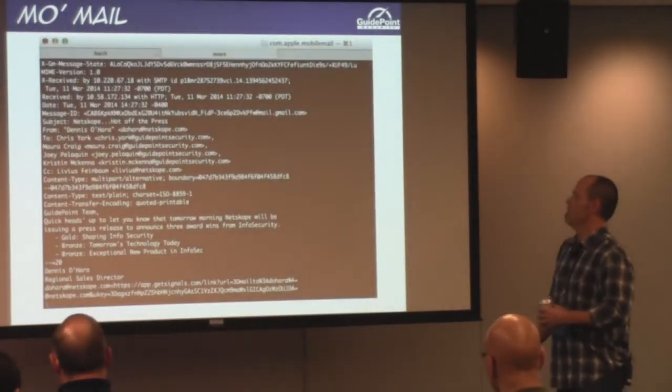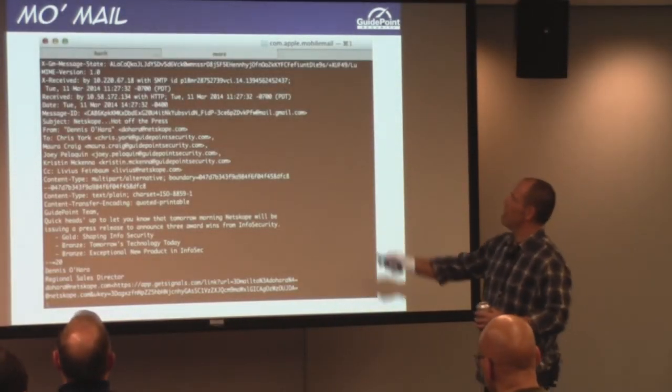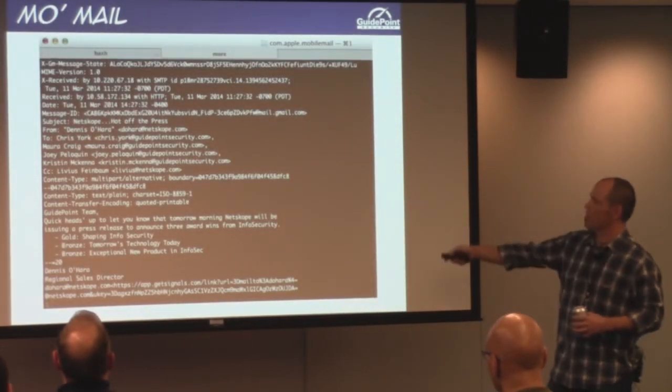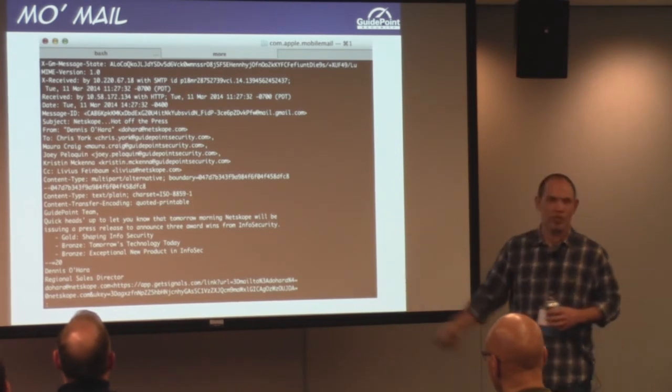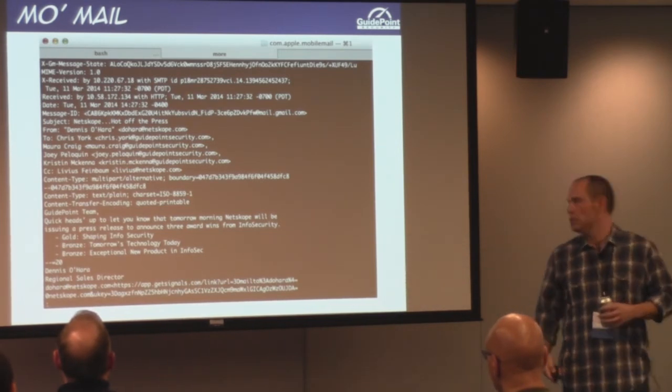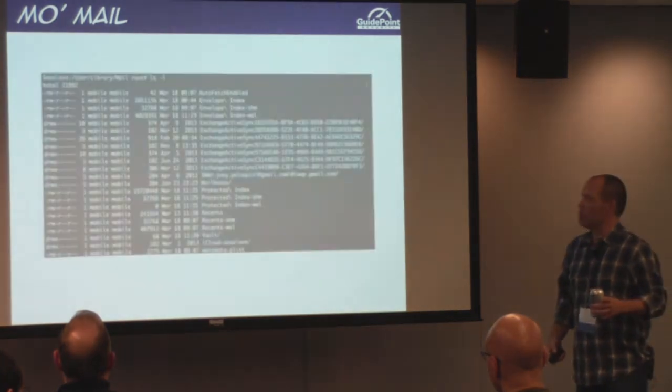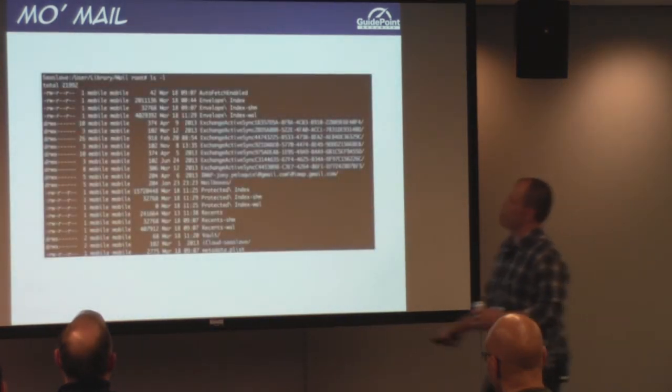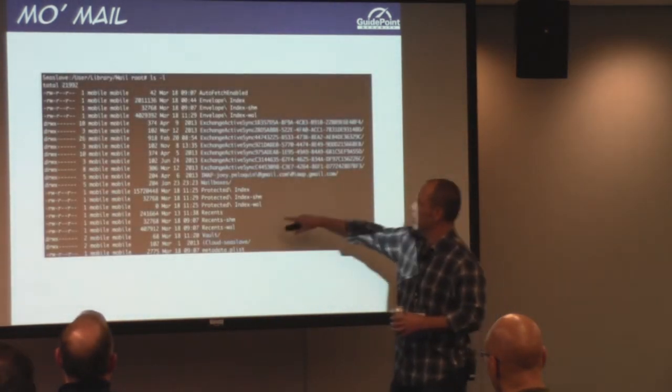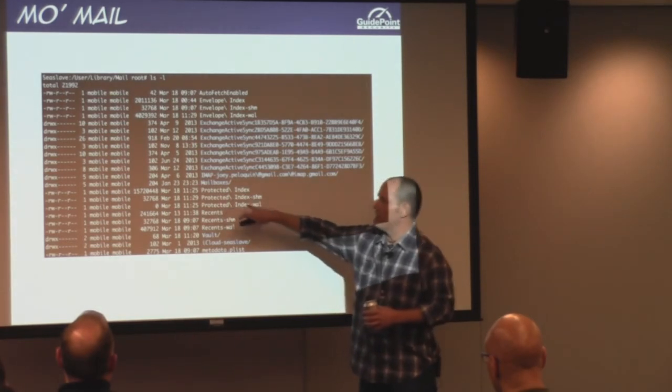And yeah, so this is actually a screenshot of some of that. This is from mobile mail. You can see it stores the entire message, okay? The thing that really shocked me though is this right here. I started really digging in here and looking. You can see the protected index.